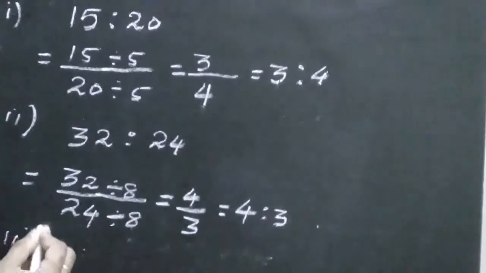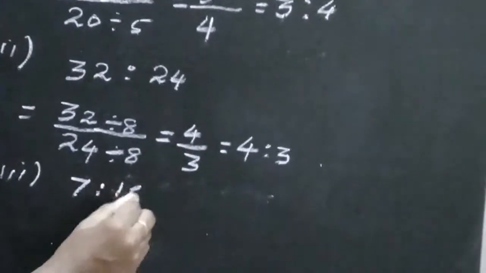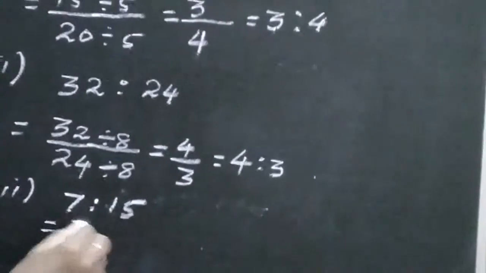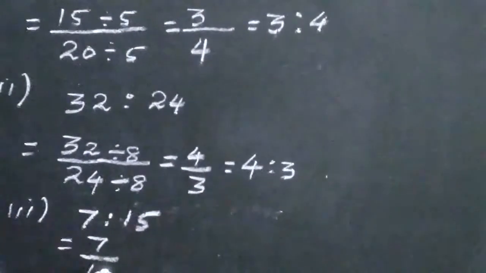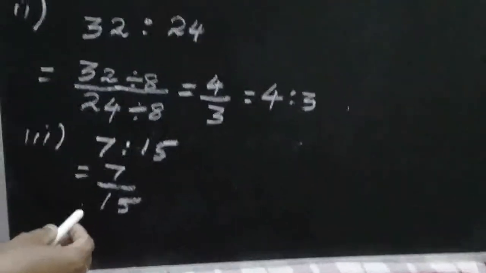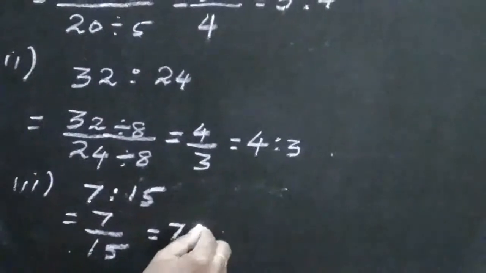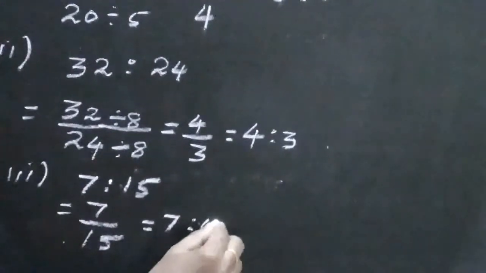Third question, 7:15, which equals 7 by 15. So 7 and 15, it is not common for any table. Therefore, we can write the fraction as it is, 7:15.